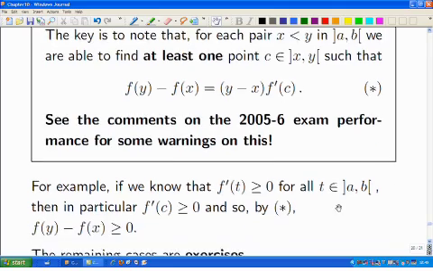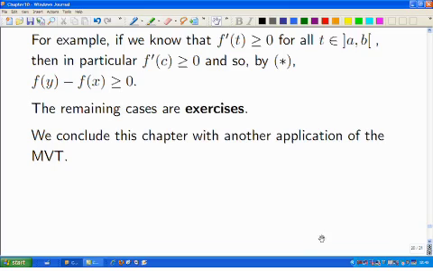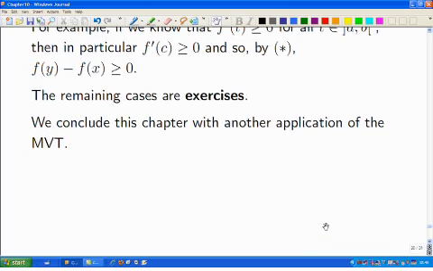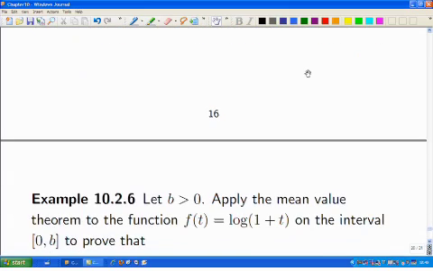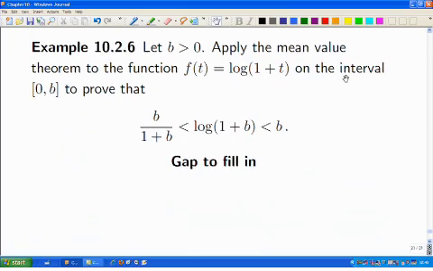But let's see how you use the mean value theorem to prove something a little bit more interesting. So we conclude this chapter with one more application of the mean value theorem. And there was a question quite like this on the exam last year with a different function. And I have to say, people did it very well. I was very pleased with what I saw last year on the exam in the mean value theorem example.